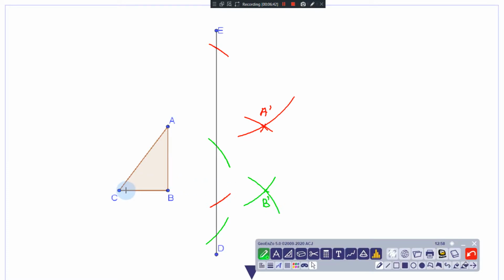So do the same thing for C. Sometimes the length of this axis of reflection is not enough, you can actually extend it using a ruler. So let me try the last point.